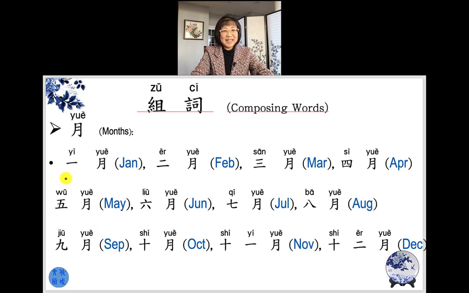Here's the answer. 一月 is January. 二月, February. 三月, March. 四月, April. 五月, May. 六月, June. 七月, July. 八月, August. 九月, September. 十月, October. 十一月, November. 十二月, December. So now with the character 月 and numbers 1 through 12, you know how to say every month of a year. You don't need to remember 12 different words. Isn't it wonderful?